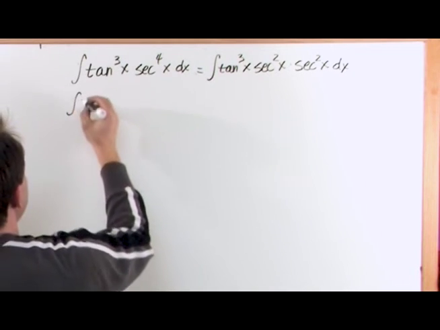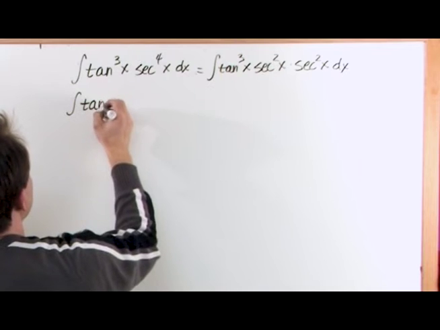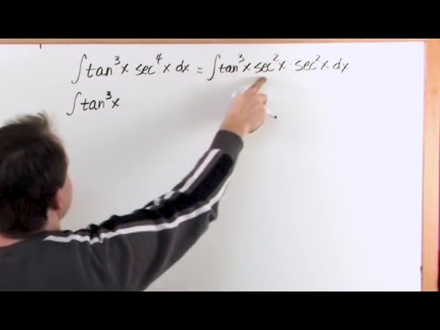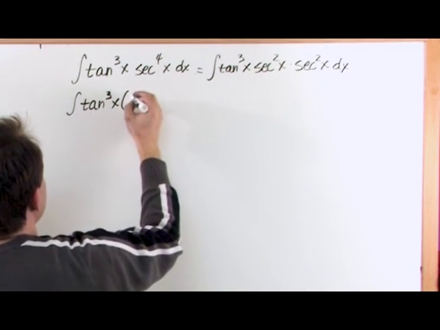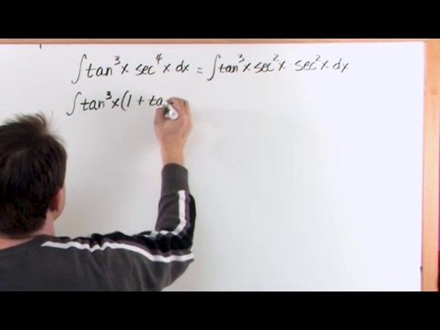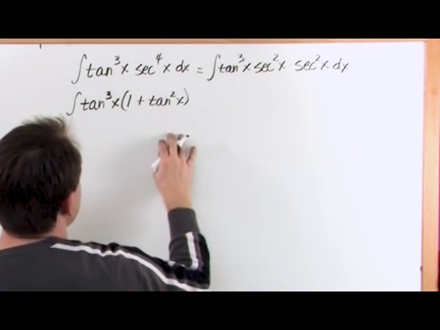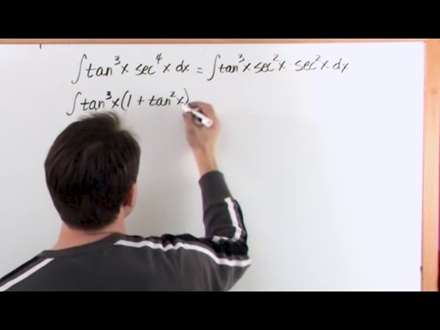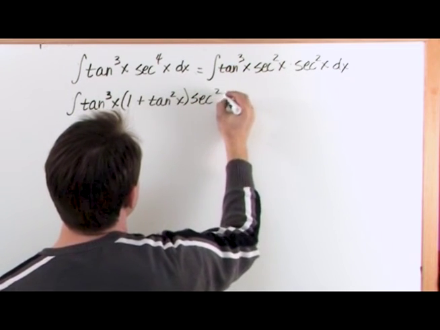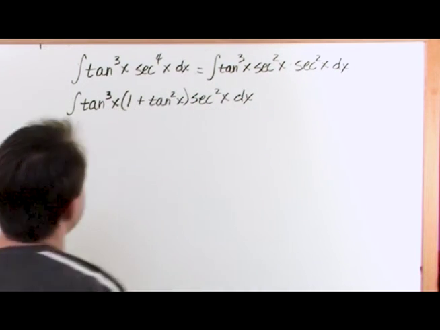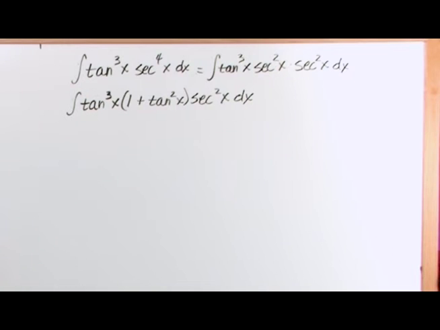So let's do that here. Tangent to the 3rd power of x. Now let's substitute here. Secant squared is 1 plus tangent squared of x, okay? And then this is just going to be your secant squared of x dx. So all we've done is a trig identity substitution there.